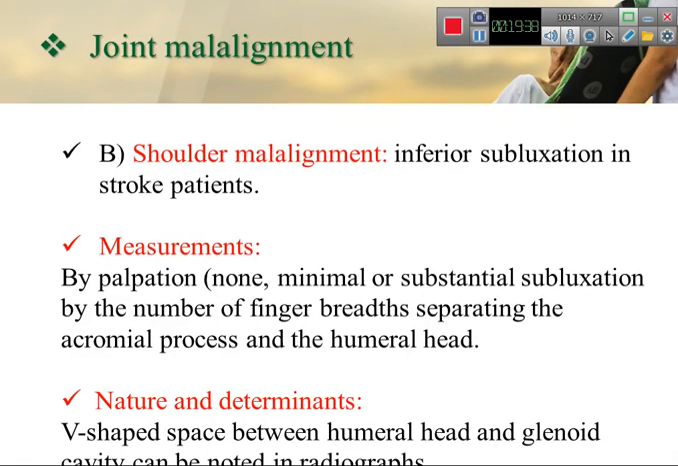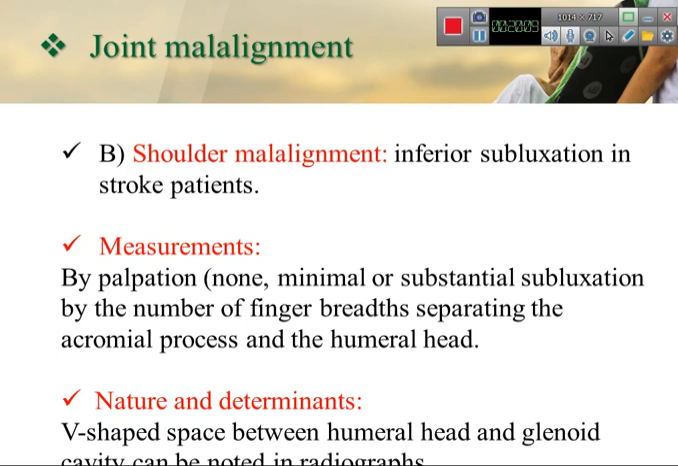Let's talk about shoulder malalignment. It is very common to have inferior subluxation in stroke patients. We can measure it, as I said, by palpation, in some scales such as none, minimal, or substantial subluxation, or by the number of finger breadths separating the acromial process and the humeral head.